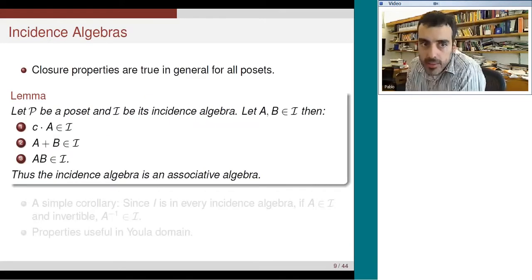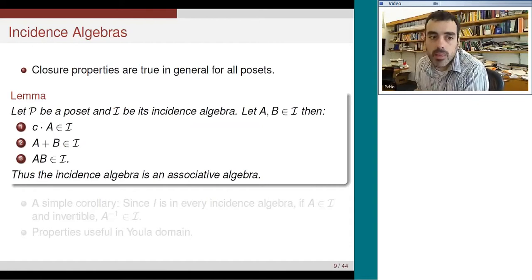As I said, this is true for all posets, not just for the example that I have. These properties are obvious: it's going to be closed under multiplication by a scalar. It's going to be closed under addition. If I add two elements, I'll get the same thing. And it's also closed under multiplication. That's exactly what I was proving in the previous slide.